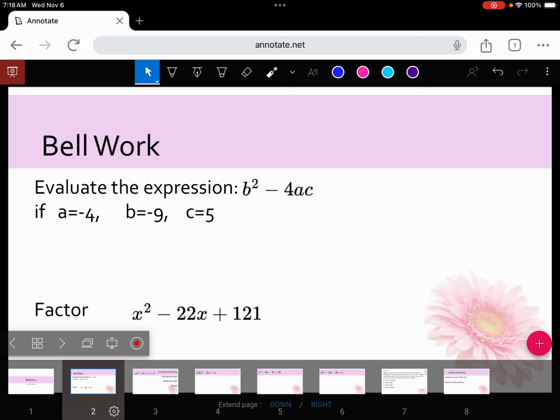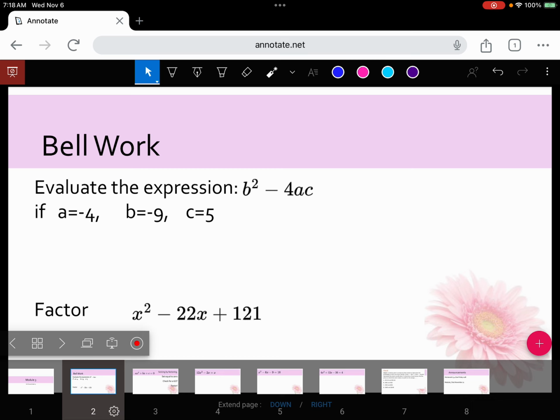All right, so we've got bell work up here. First one, we've seen something like it before, but it's been a minute. And it's going to come up Friday when we finally use it. So why do we care about this thing? If I just ask you to evaluate that, what do we do for this first part?